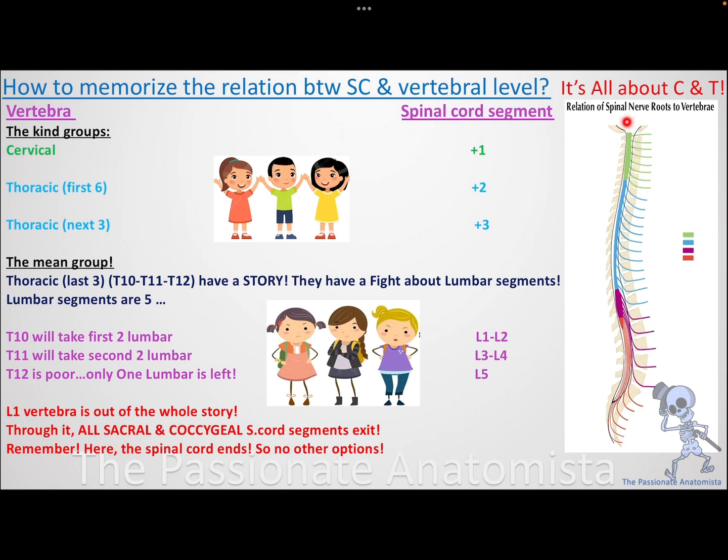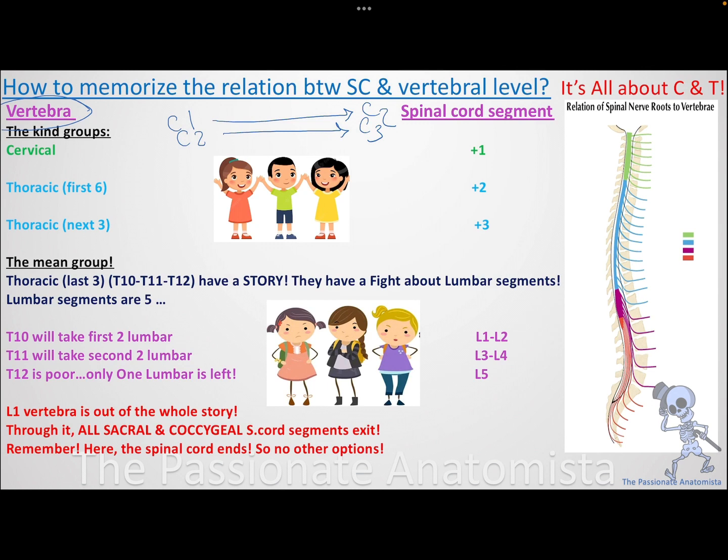In the cervical vertebral region, in order to know which spinal cord segment is there, you need to add 1. So if you are at the vertebra C1, which spinal cord segment? It's C2. If you are at C2, which spinal cord segment? It's C3. For all the cervical vertebral levels, you need to add 1.